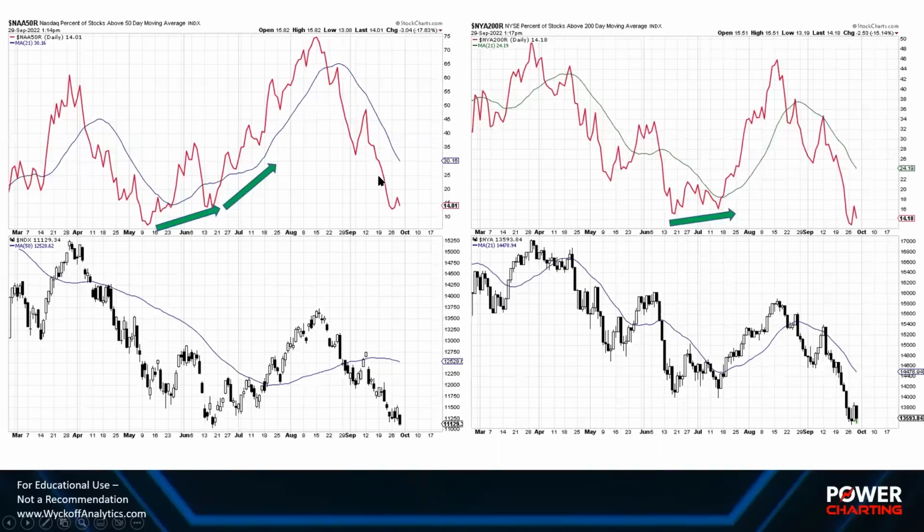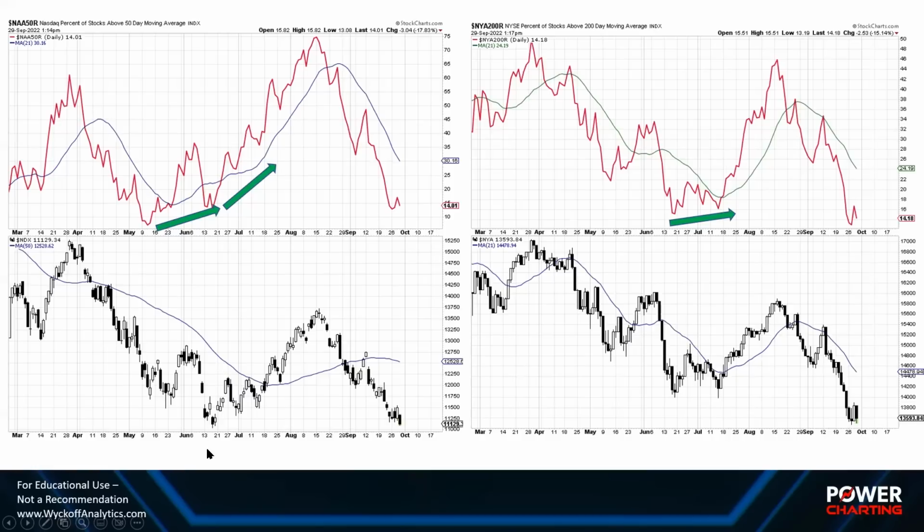Now let's turn to the Nasdaq on the left. This is percent of stocks above their 50-day moving average, another form of breadth. Note, only 14% of stocks at this time are in a positive trend above their 50-day. That is a very, very low reading, which is an oversold condition. And we had a very oversold condition in May. And so here we have the potential for an oversold rally.